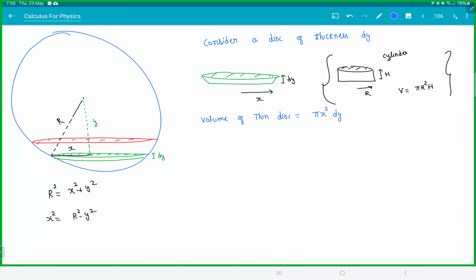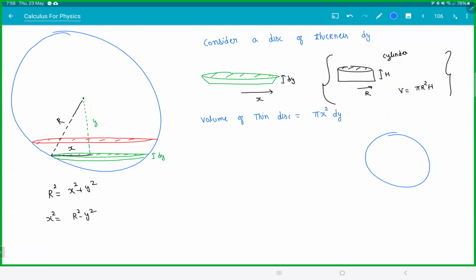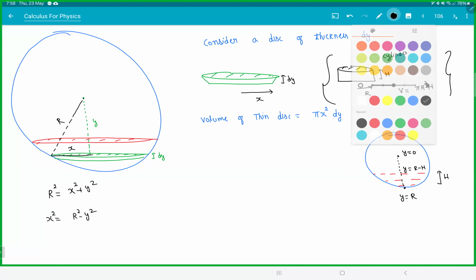Everyone clear with this? Now, what is y here exactly? At the center, y is 0. Now, if you look at the water level here, y is the distance from the center. Can you tell me when is the first time you're touching the water? When does the water start? When y is r minus h, isn't it? When does the water end? When y is equal to r. So what are the limits? From the point when water starts to when the water ends, isn't it?